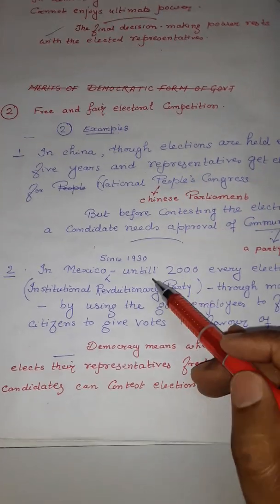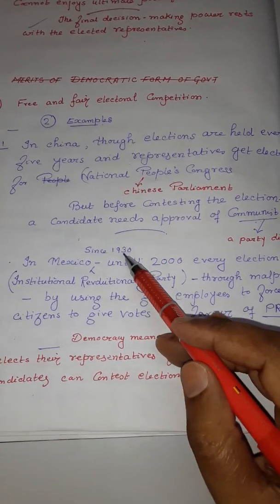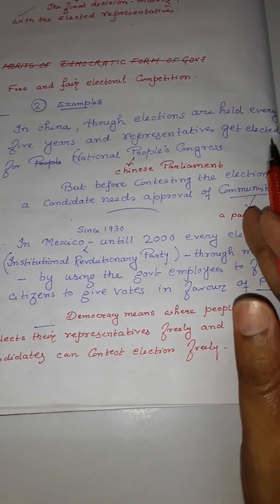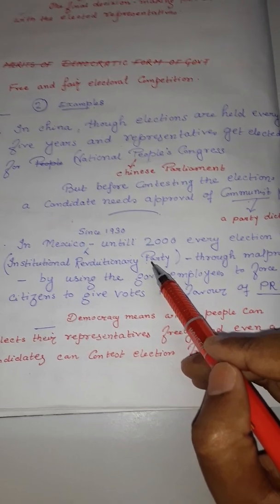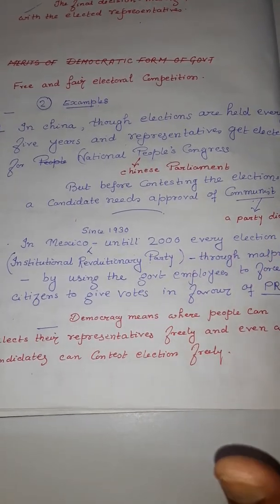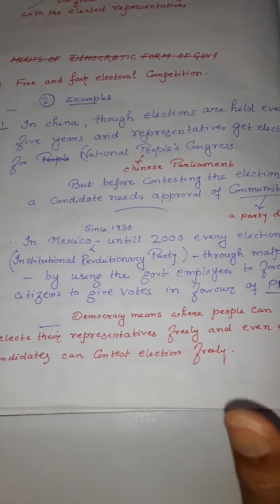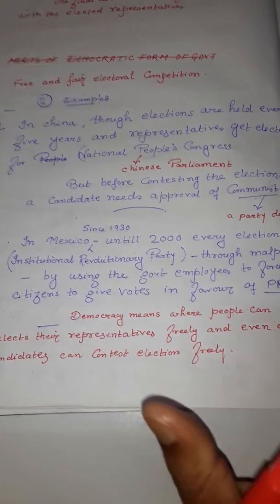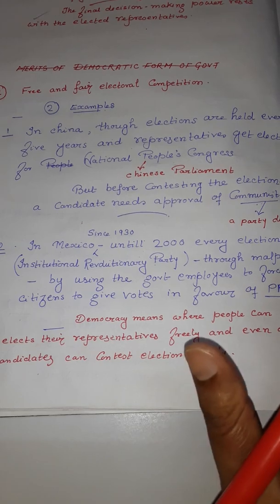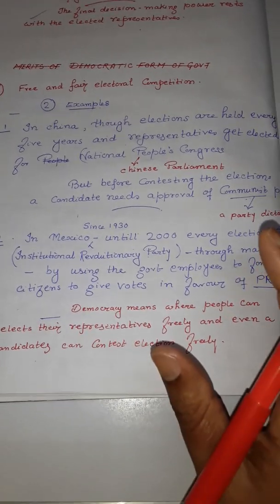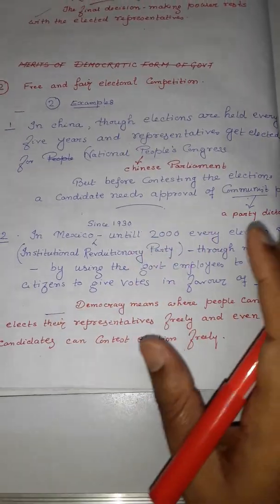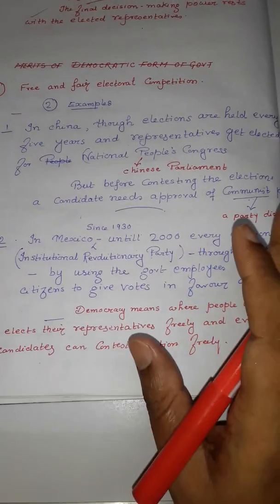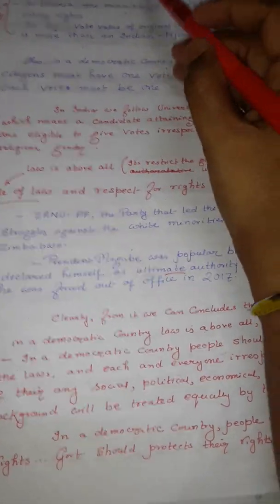And another example they have given is Mexico, where from 1930 until 2000 elections were held, but what happened? One particular party had won, that is the Institutional Revolutionary Party, by adopting different types of tricks and malpractices. Now, that is also not democracy. Democracy means where people can contest the elections freely and where the voters can give their votes freely. If such a thing is not happening, that means it is not a democratic country. Clear? Next one, third one: one person, one vote, one value.